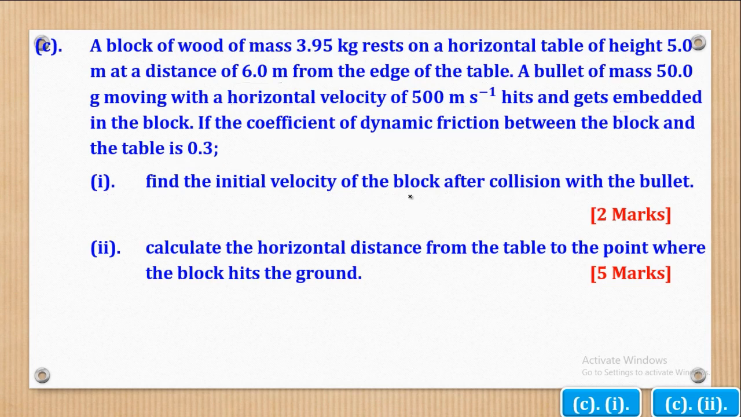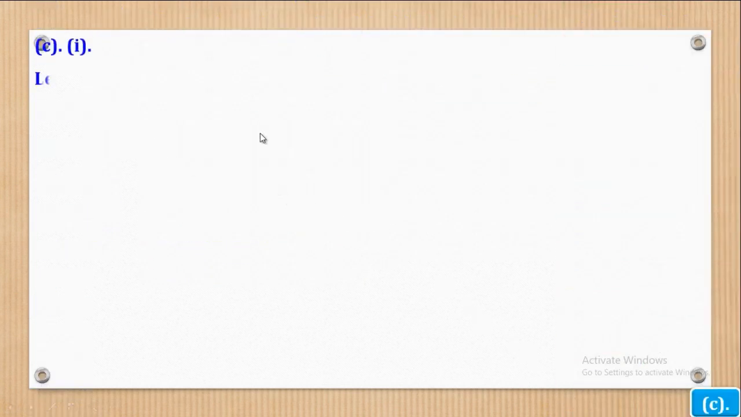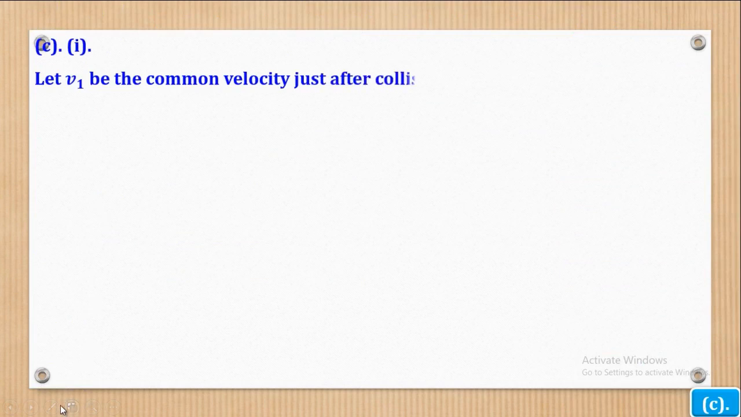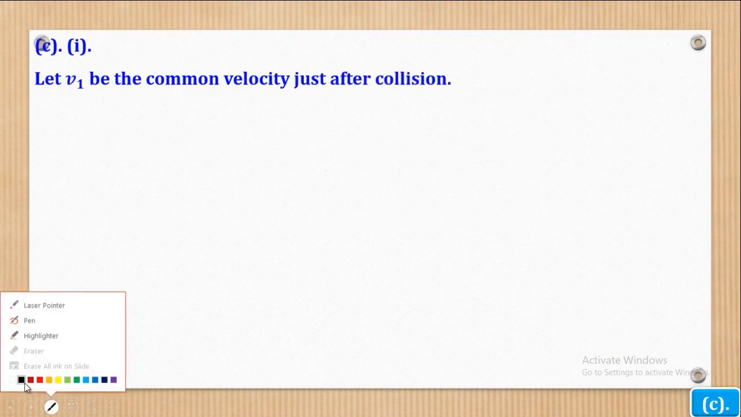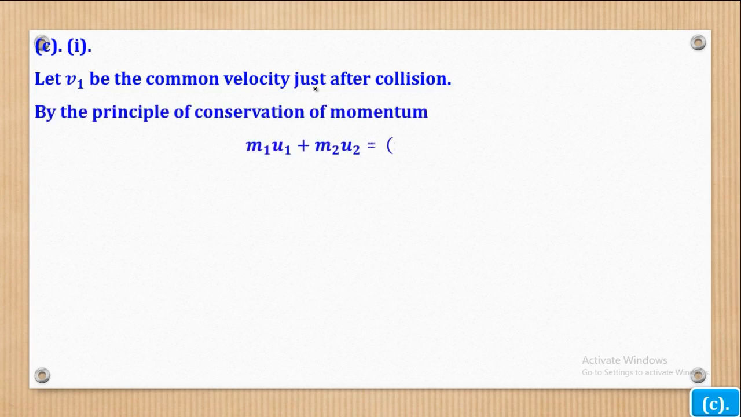So let's start with that. First, let V1 be the common velocity just after collision. This word "just" is needed. By the principle of conservation of momentum, total momentum before is equal to total momentum after. Then we shall substitute.